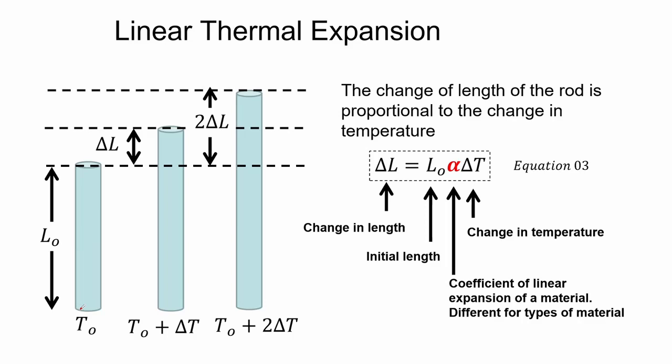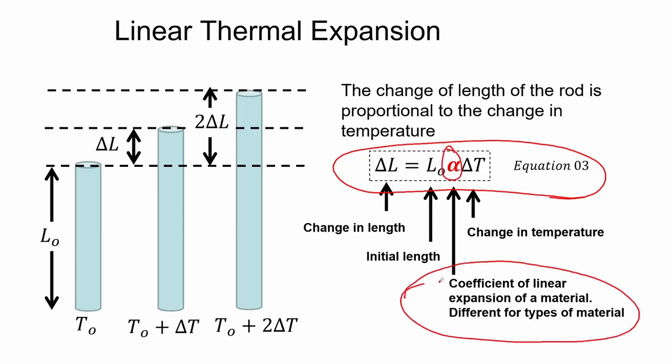Shown in equation 3 is the equation for the change of length, which is equal to the initial length times the coefficient of linear expansion of the material times the change in temperature. To account for the behavior of different types of material subjected to heat, the coefficient of linear expansion varies for different types of material.